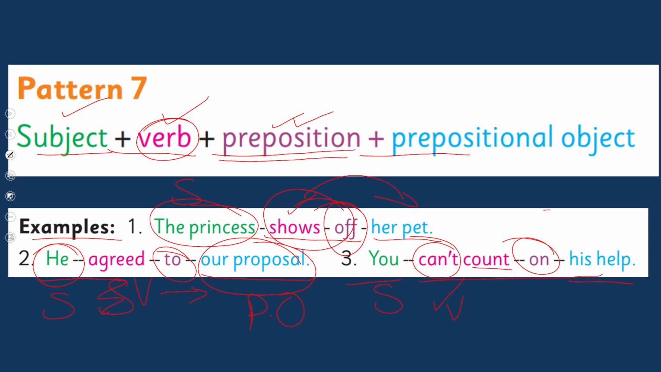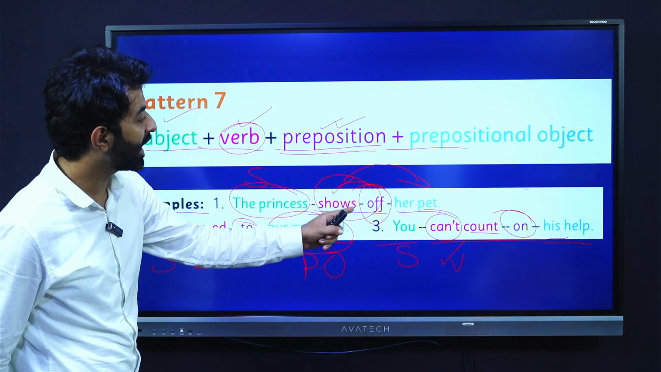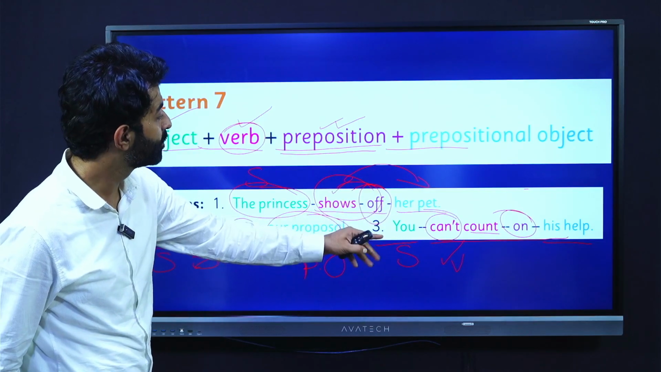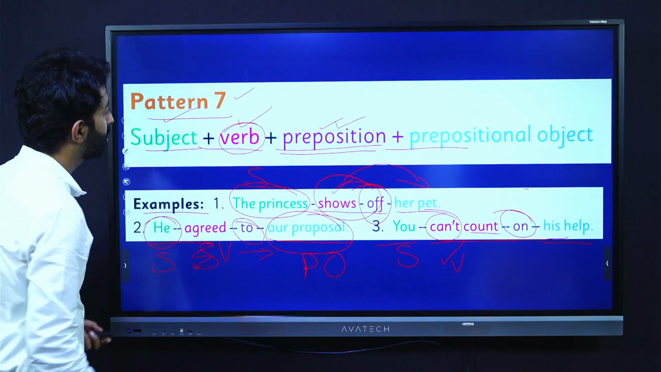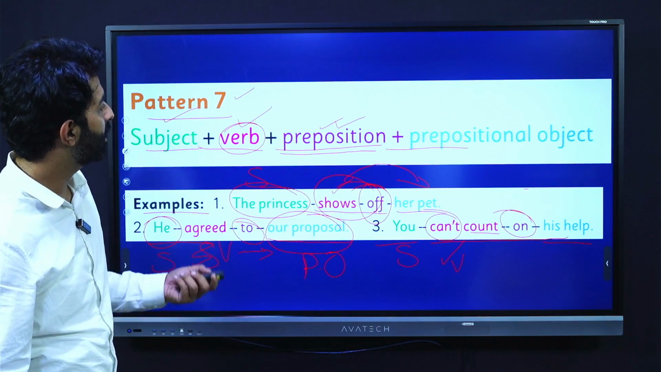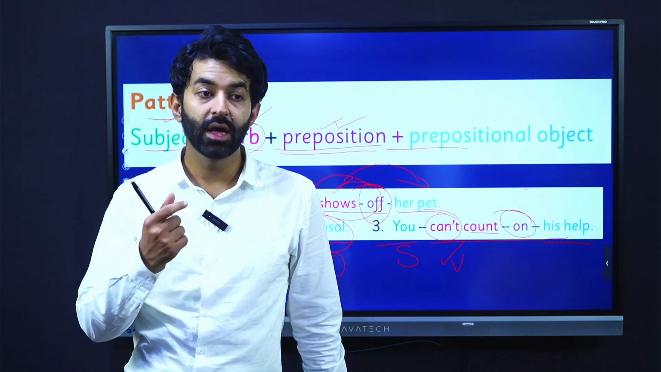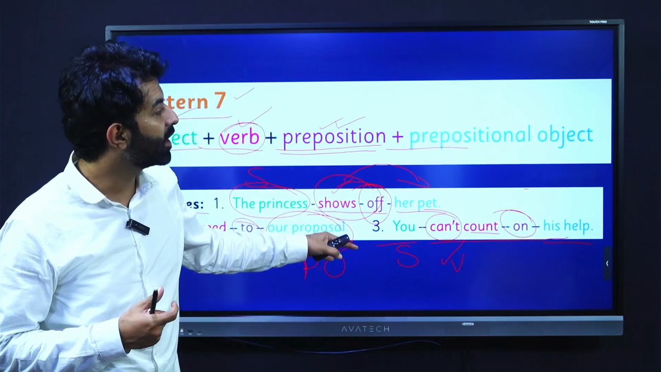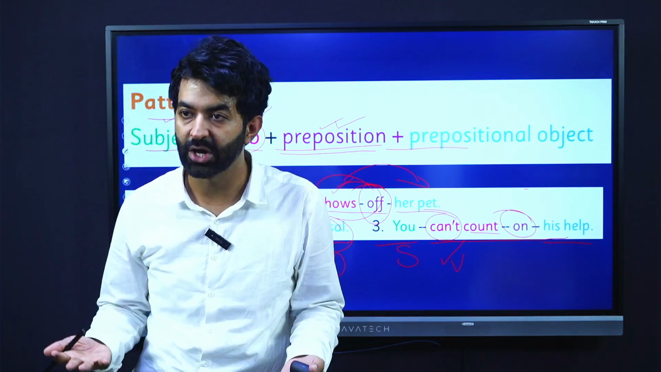आप notice करें कि आपके verb के साथ preposition लाजमी है in this sentence pattern. The princess shows off. He agreed to. You can't count on. All right. So these are your examples of pattern number 7, where you will add subject, verb, preposition and then the prepositional object. क्योंकि यहां पे जो verbs use होंगे वो सारे वो verbs हैं that require an object.